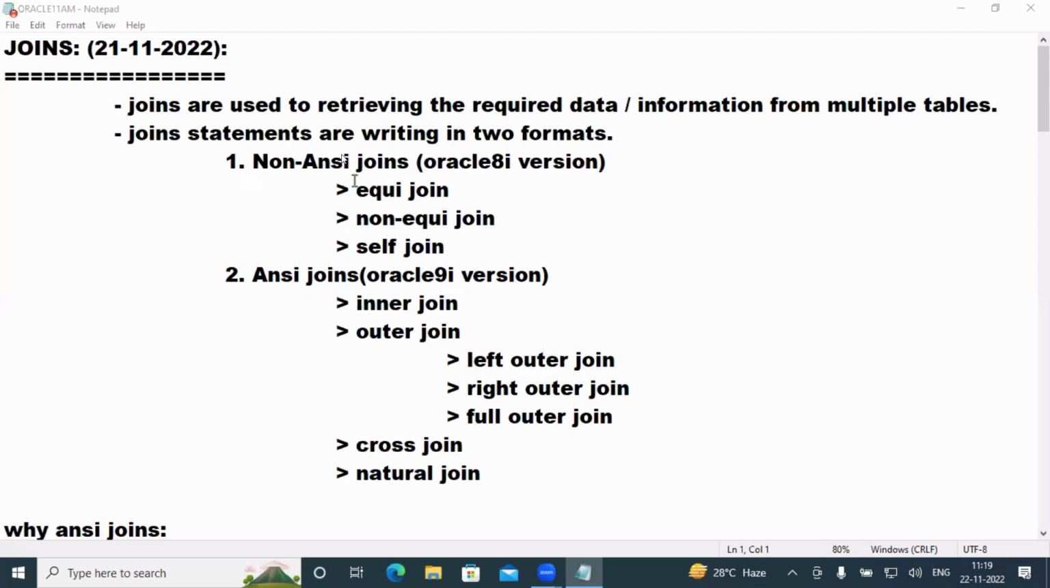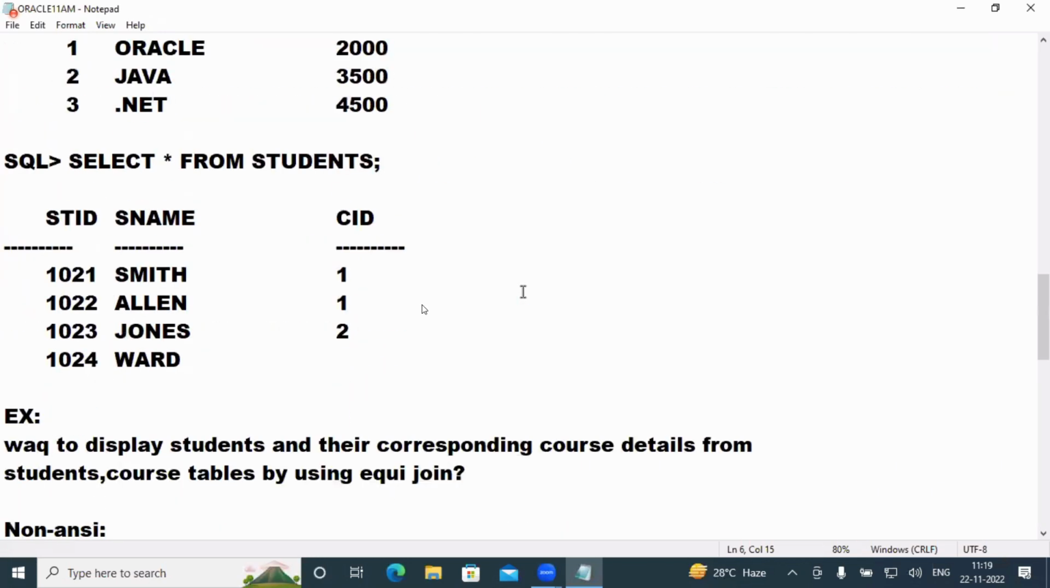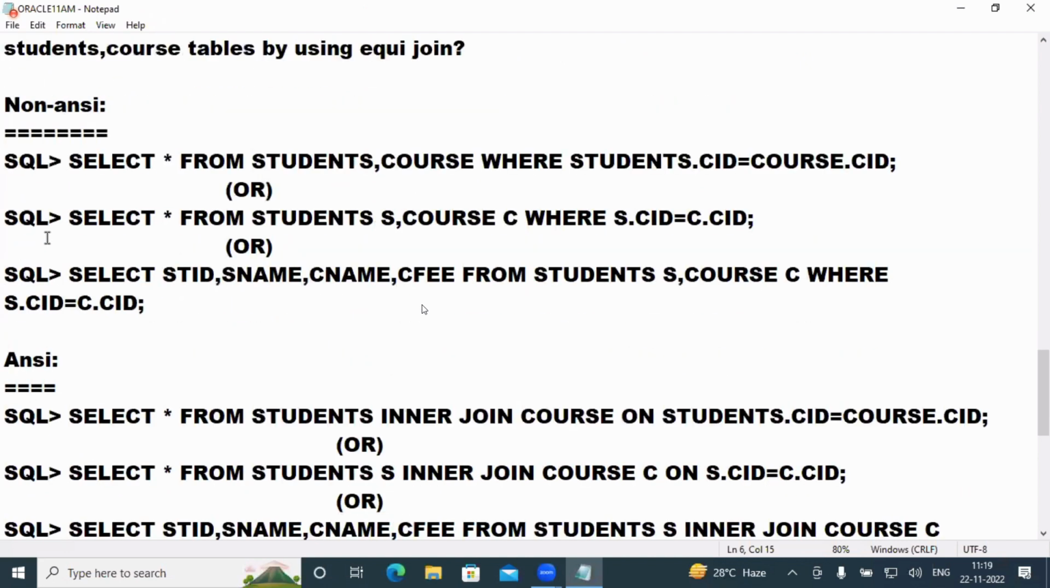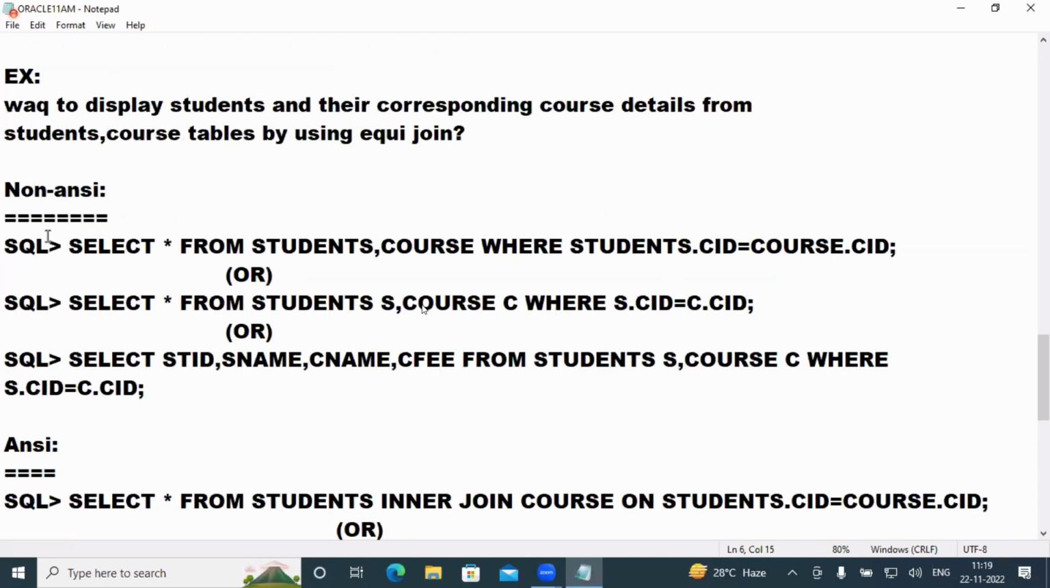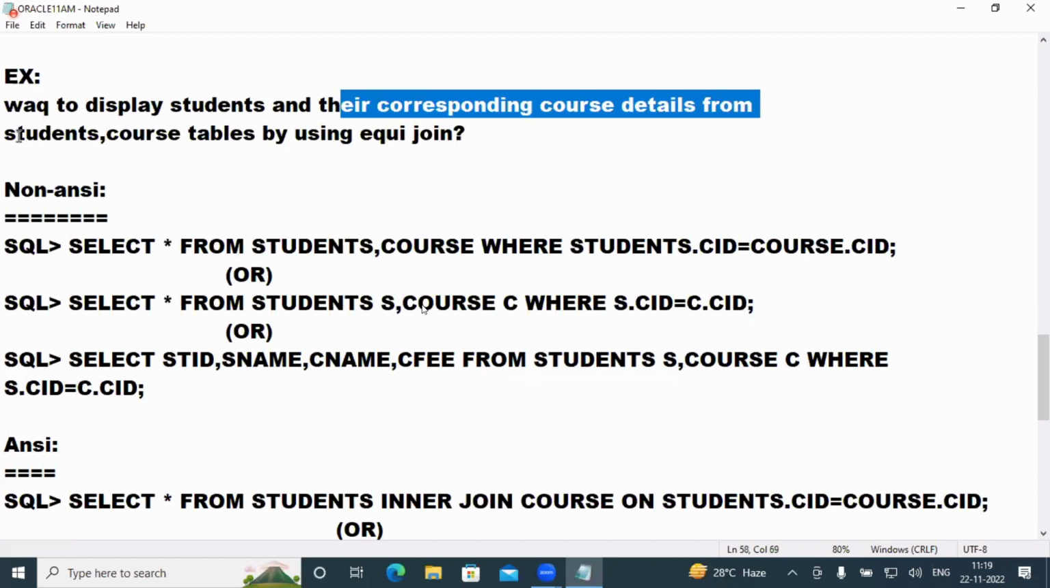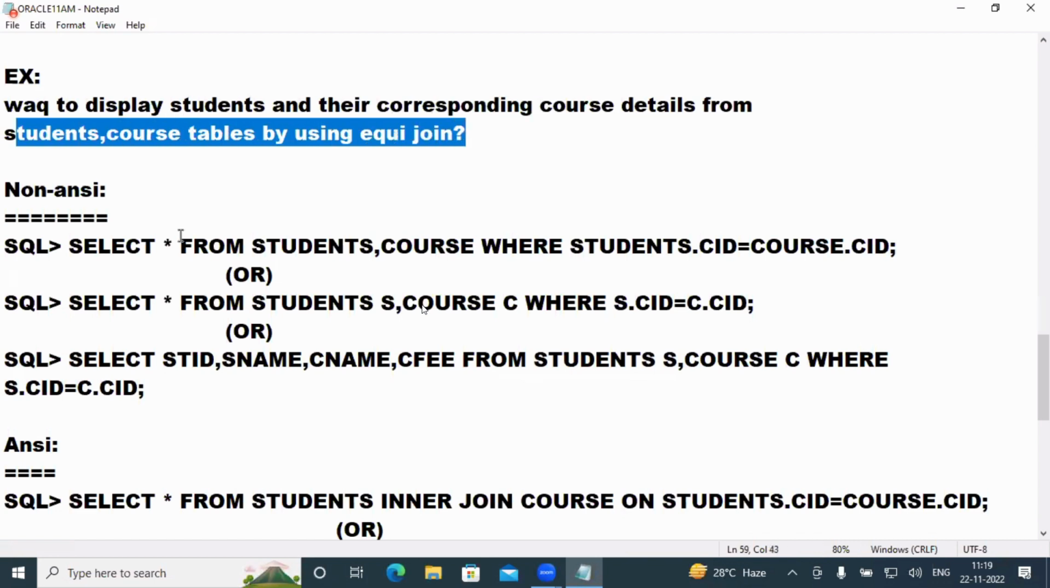The basic definition of equijoin and the basic example we discussed in the last class. In the last example, I wanted to display students and their corresponding course details from the students and course tables by using equijoin.